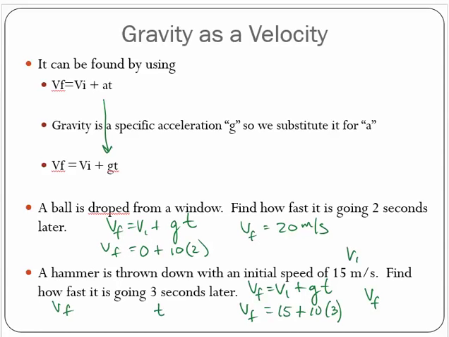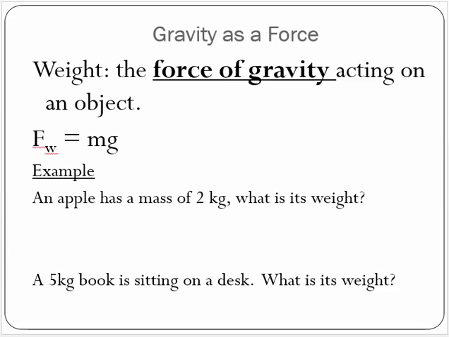In the second problem, it tells us a hammer is thrown down with an initial speed of 15 meters per second. That's its initial velocity. Find how fast it's going, that's Vf, if it's been falling for 3 seconds. Well, I've plugged it into the equation. 15, gravity is 10, the time is 3, so 10 times 3 is 30, plus 15 is 45 meters per second.